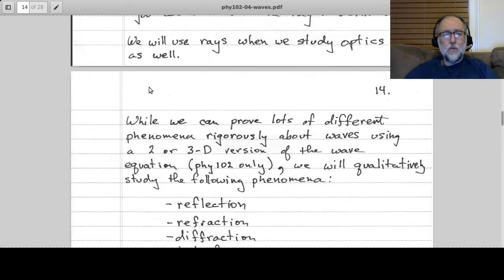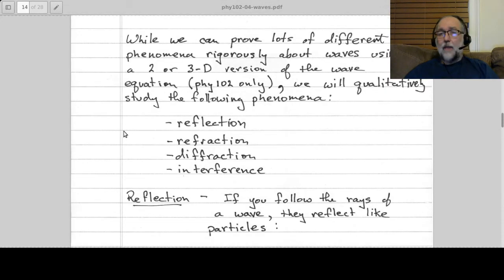Okay, so what phenomena do waves in 2 and 3D exhibit? So there's 4 that we can look at. There's reflection. Okay, what happens to a wave when it reaches a surface that it's going to bounce off of? Okay, there's refraction, and this is when a wave travels from one medium to another medium. Okay, so you can have waves actually jumping from one medium to another medium, and the difference between the two mediums is the velocity of the waves.